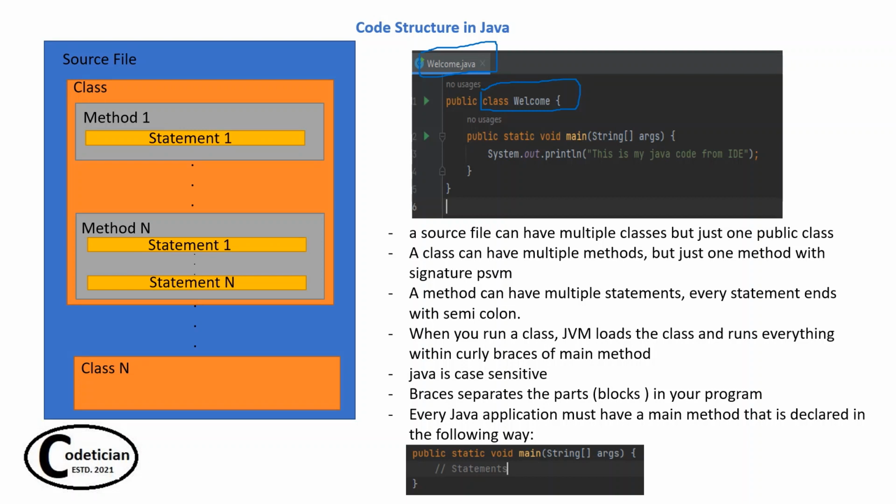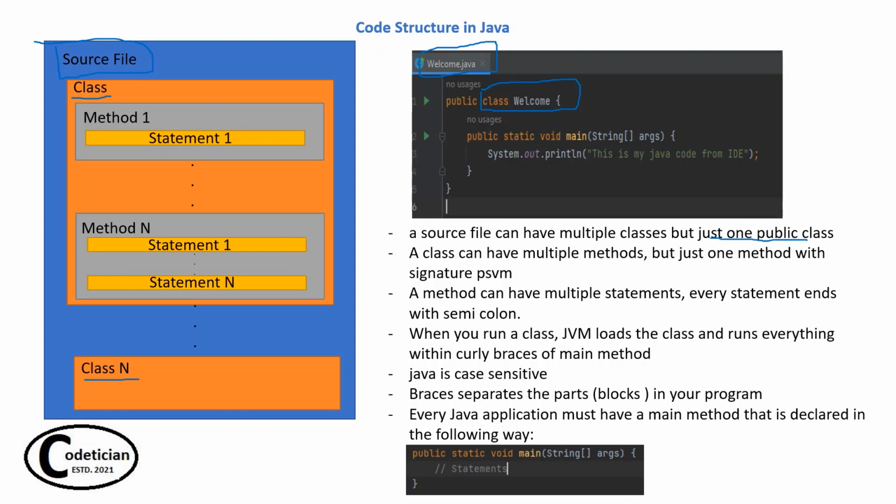We will see all these details, whatever we are going to discuss on this slide, we are going to see in the IDE as well, all the practical things. But for now, understand that one source file can have multiple classes. So class 1, class 2, up to class n, but just one public class.